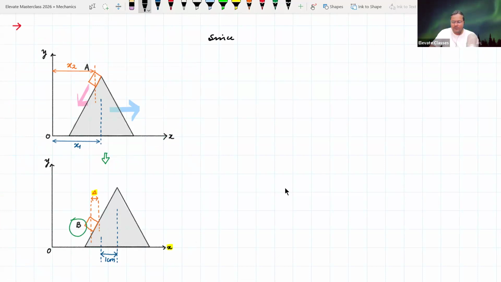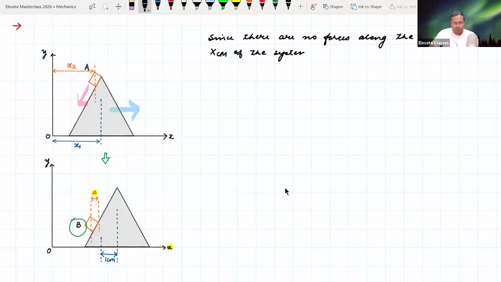So what is the concept here? The concept is very simple. Since there are no forces along the x-axis, the x center of mass of the system will be at rest. That's it.